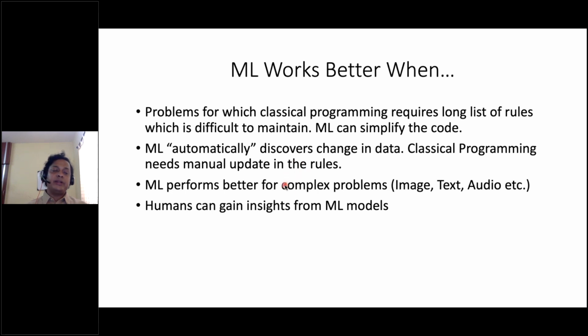Then comes the third point. There are types of data for which ML performs far better on complex problems. For example, images, photos, videos, movies, and text kind of data. For example, the posts which we write on Facebook, the news, the literature, the tweets, the blogs, and audio. Right now I'm talking, that's audio data. For this kind of data, ML performs far better than normal traditional programming.